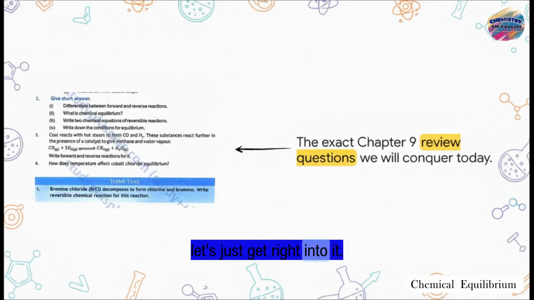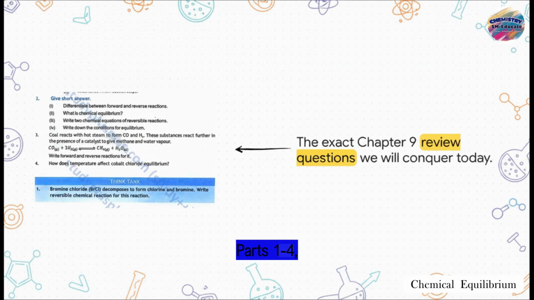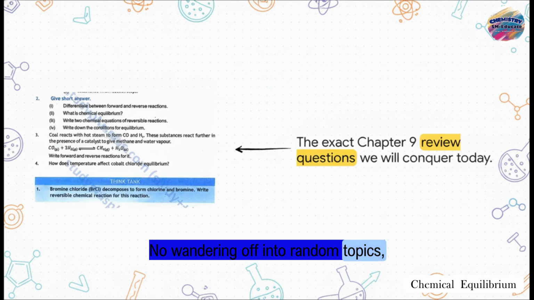Okay, let's just get right into it. The exact Chapter 9 textbook review questions are what we're conquering today. We're looking at Question 2, Parts 1 through 4, Question 3, Question 4, and that think tank question. No wandering off into random topics, no skipping around and making things confusing. We're validating your exact study material and breaking it down step by step. You can literally just follow along with your book open.